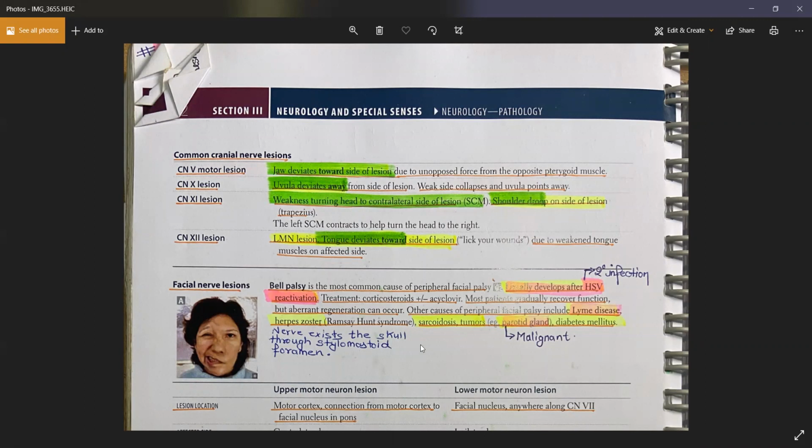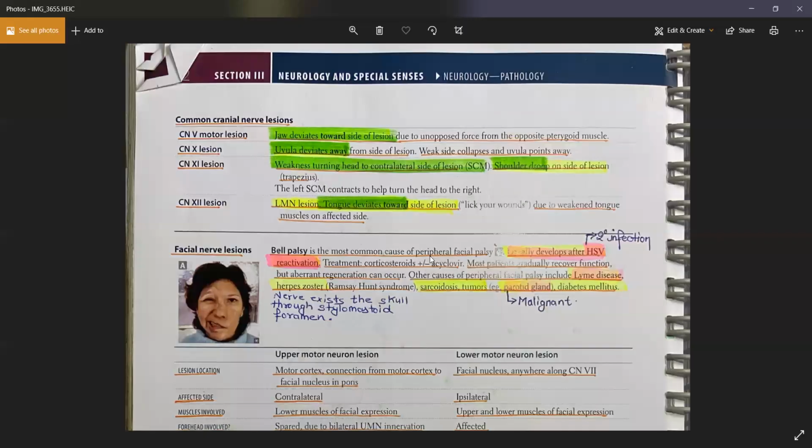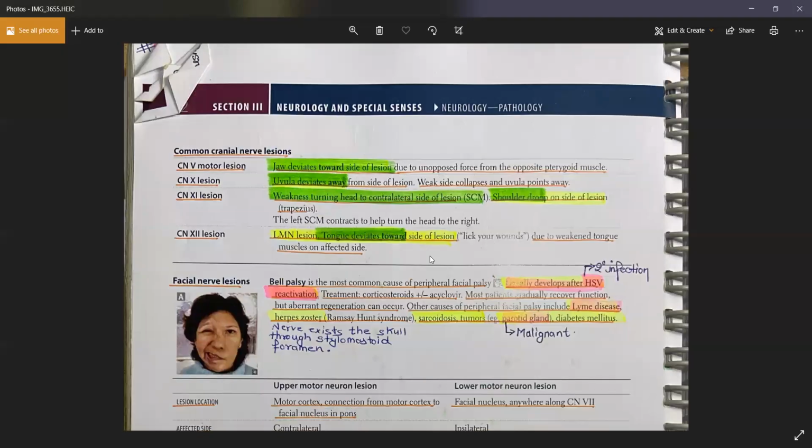No, thank you. I honestly don't understand 10. Which part? Like, I don't understand why it's collapsing to the weak side.